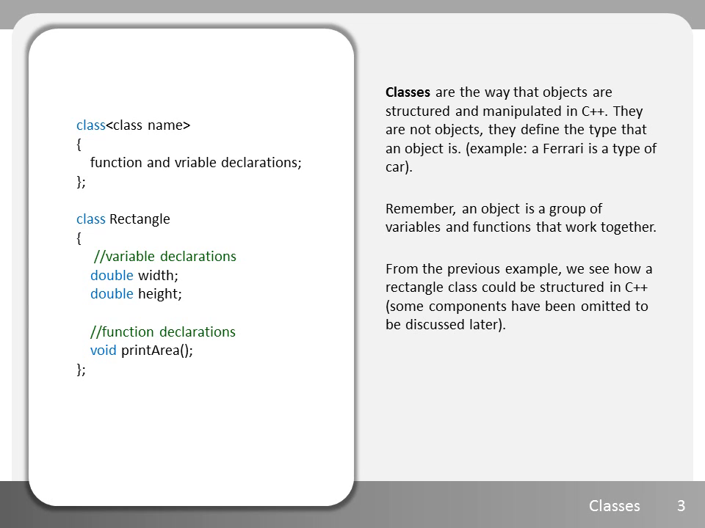From the previous example, we see how a rectangle class should be structured in C++. Some components have been omitted to be discussed later. First, we write the class keyword followed by rectangle, the name of our class. Inside the brackets, we declared the needed variables for our objects, width and height, and below that we write the declaration for the printArea function, which, as the name implies, prints the area of the rectangle on the console. This is a simplified example of a class, as some elements are missing. As we progress through these concepts, they shall be added one by one until we have a completed structured class.